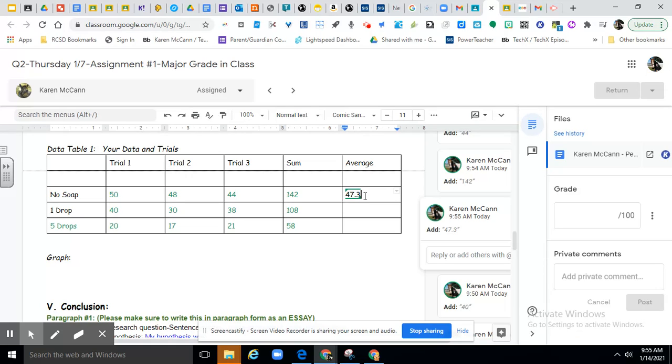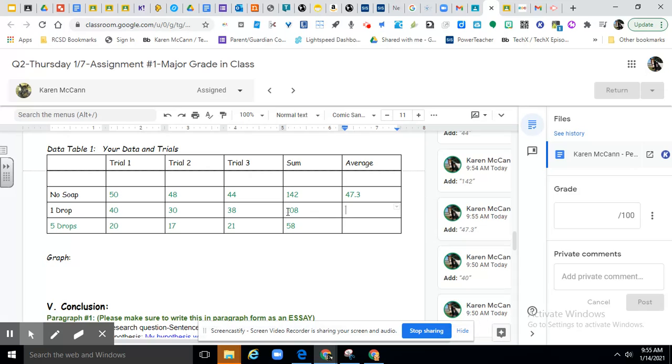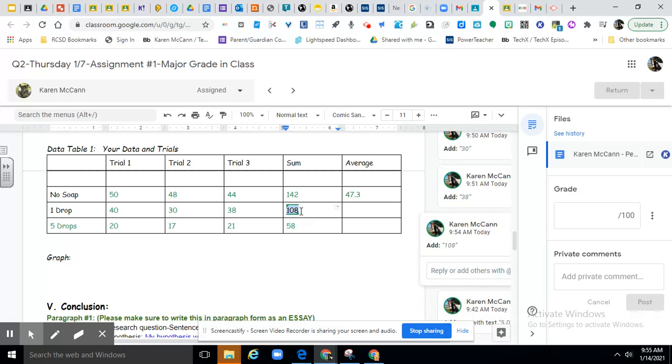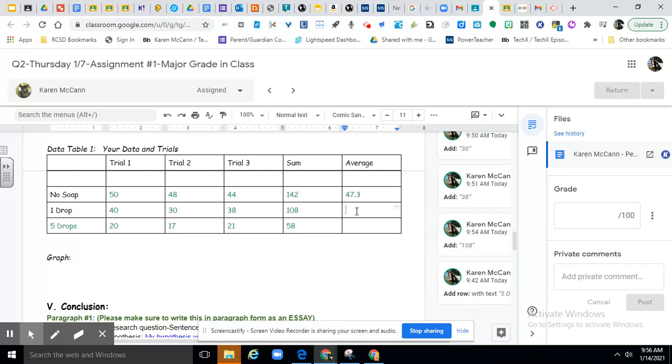So I'm going to round down because remember, any number 4 or less, you round down. Any number 5 and up, you round up. So it's 47.3. I'm going to repeat the process here. This is 108 total. So I'm going to press clear on my calculator, and I'm going to say 108 divided by 3. And that number is 36.